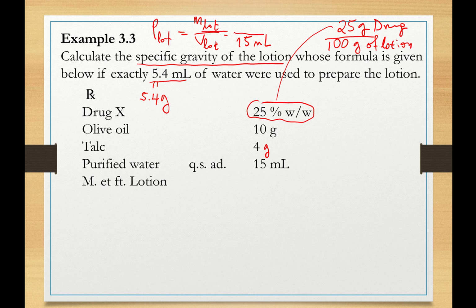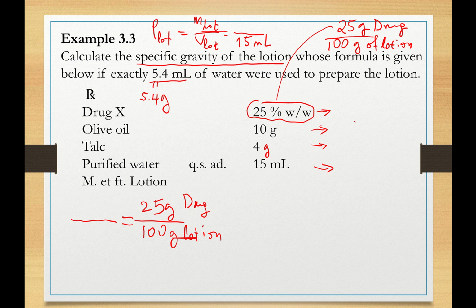So let's get back to our problem here. Based on this definition for the 25% weight per weight, this is the drug concentration in the final dosage form. So I have 25 grams of drug, I'm just going to write drug here, over 100 grams of lotion. And it will help me figure out the grams of drug X in the lotion. So how many grams? I'm going to create another column next to that and write the quantities of each ingredient.